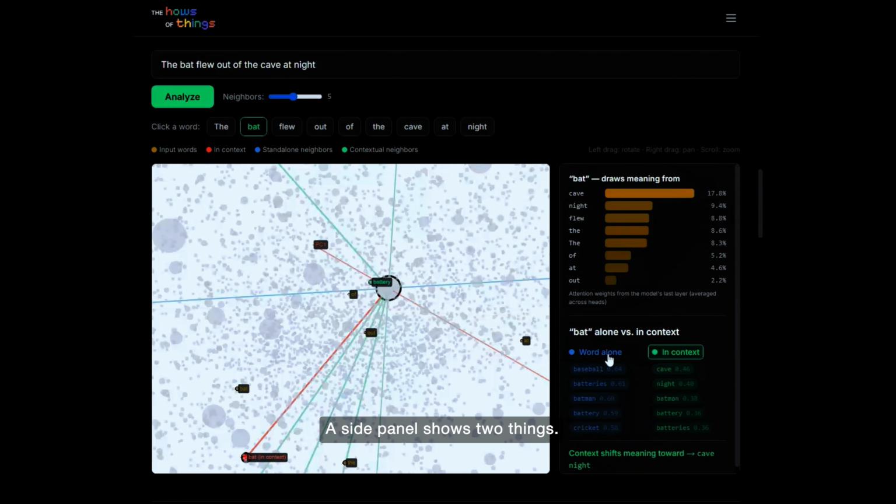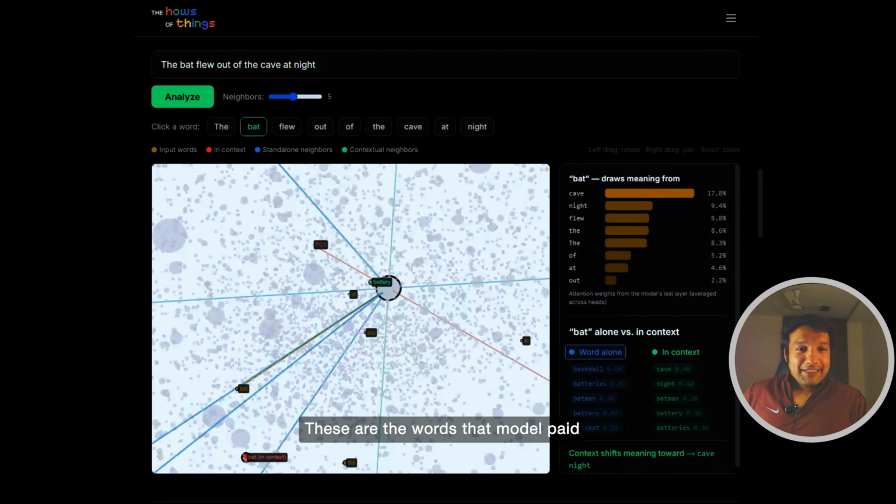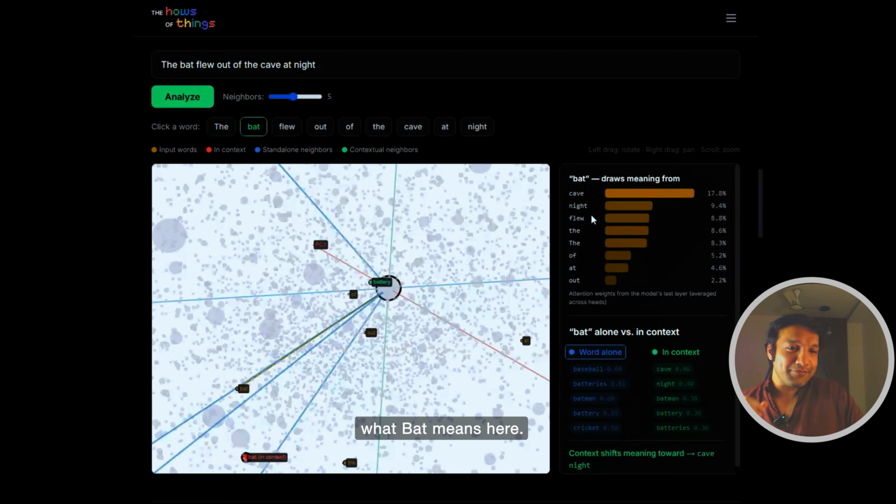The side panel shows two things. First, this bar chart. It shows which words in the sentence influence bat the most. See, so cave, night, flew. These are the words that the model paid the most attention to when figuring out what bat means here. This is literally the attention mechanism, the same one inside ChatGPT. The model looks at every word and decides how much this word should influence the meaning of bat.